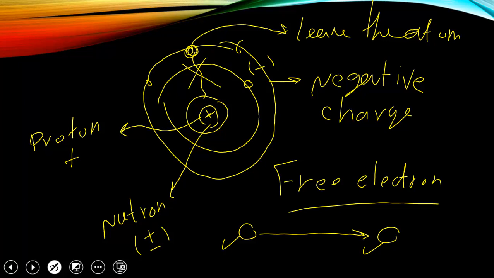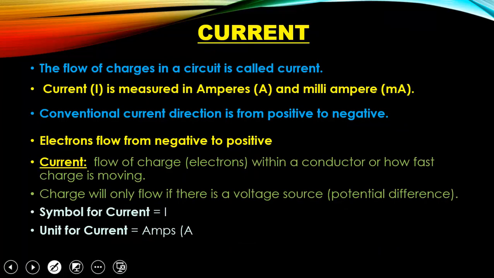Non-metals and bad conductors, which are called insulators, are materials which have no free electrons, so they can't allow electric current to pass through them. Okay, so now we will talk about the definition of electric current. We can define electric current as the flow of charges in a circuit. Current means flow of charges in a circuit.